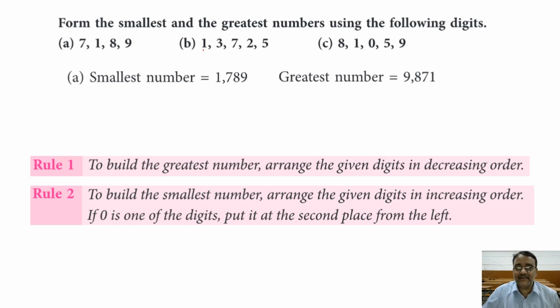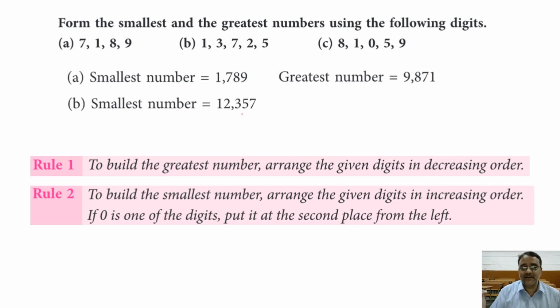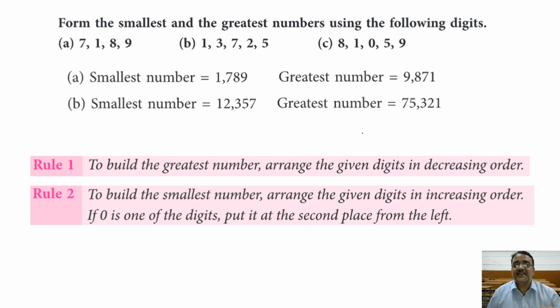In the second bit, 1, 2, 3, 5, 7 is the smallest number, that is 12,357. Now if we want to write the greatest number, we have to write in decreasing order, that is 7, 5, 3, 2, 1, that is 75,321.